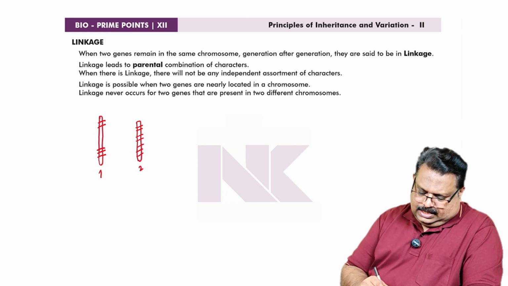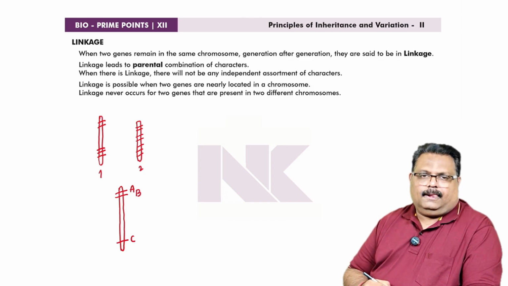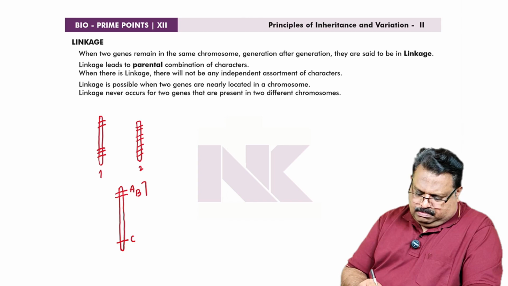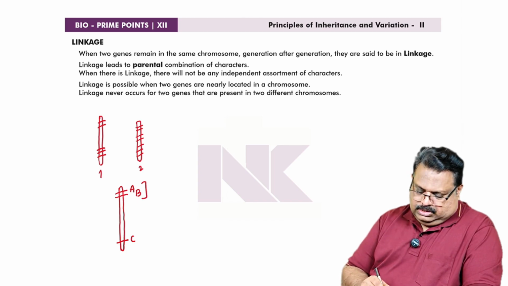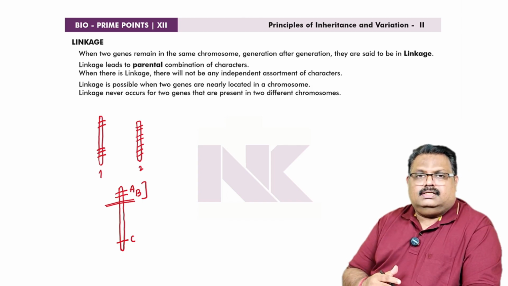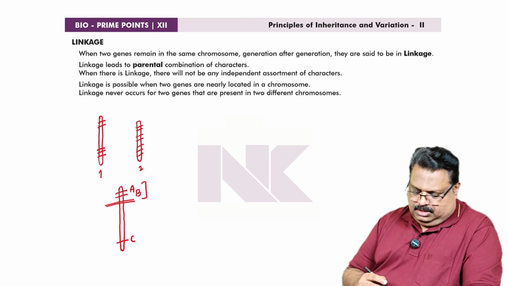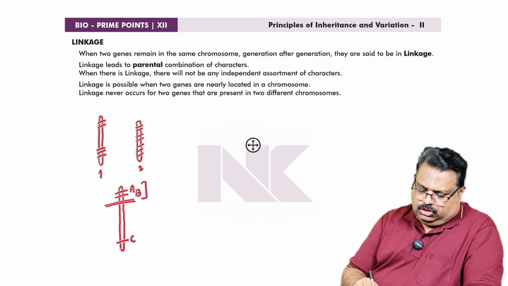So here you can see that this is a chromosome. There is a gene called A, a gene called B, a gene called C. So here A and B are located very much near to each other. So these two genes will be remaining together generation after generation. So how the genes get separated from each other is due to a phenomenon called crossing over.